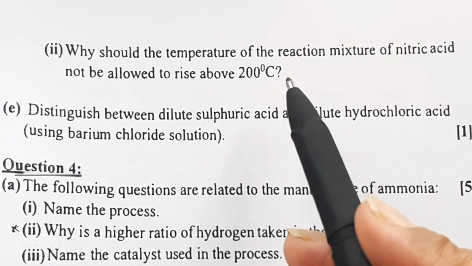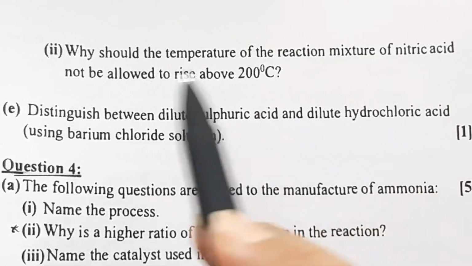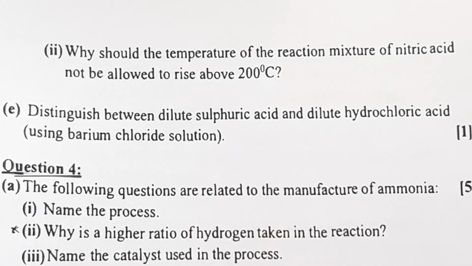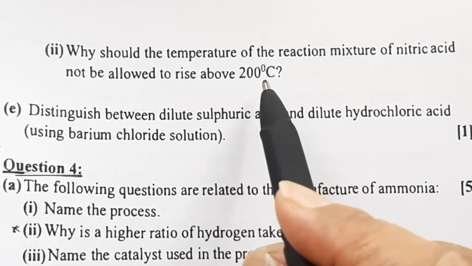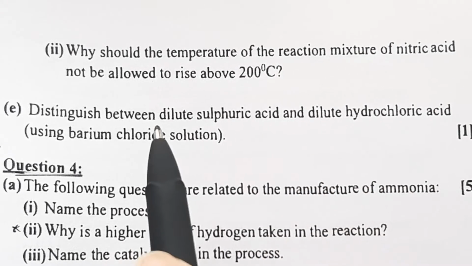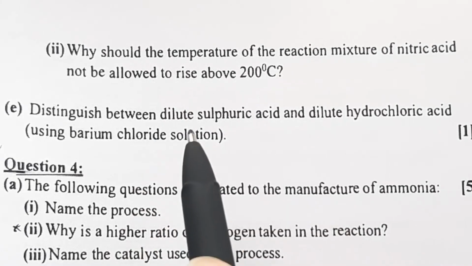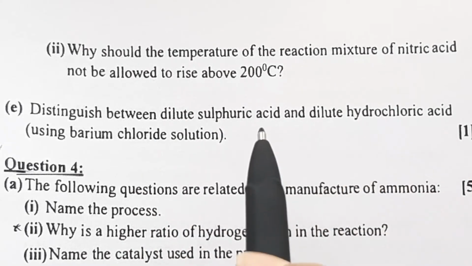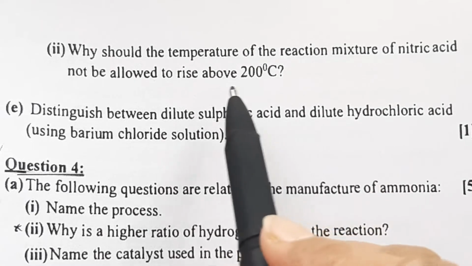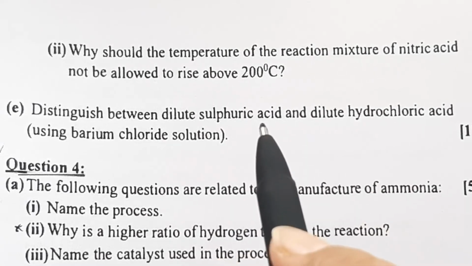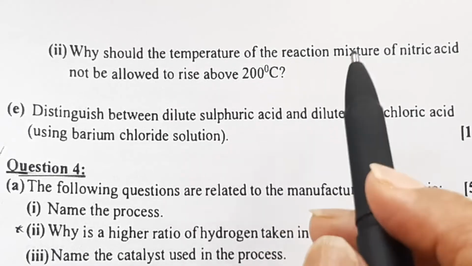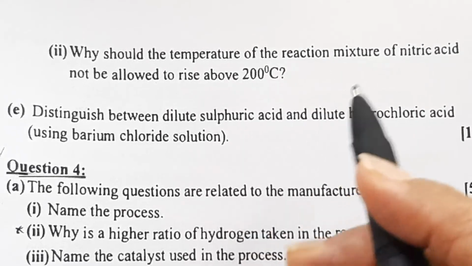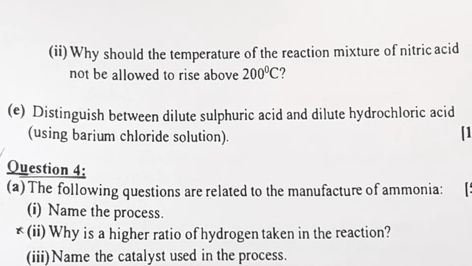Why should the temperature of the reaction mixture of nitric acid not be allowed to rise above 200 degrees C? You know what happens above 200 degrees C? Sulfuric acid that is reacted with our sodium nitrate that forms Na2SO4, which forms hard crust, and also nitric acid will tend to decompose at a higher temperature. So we will write just that.